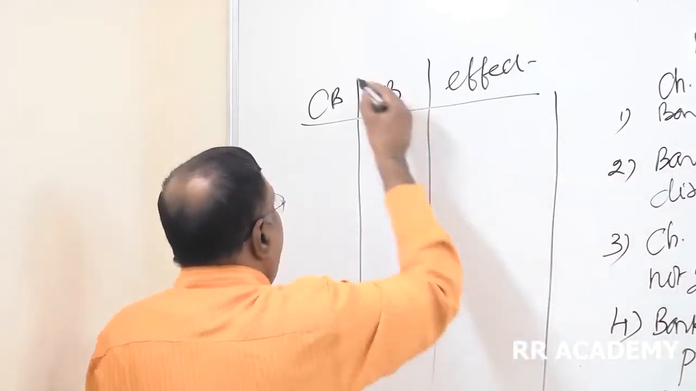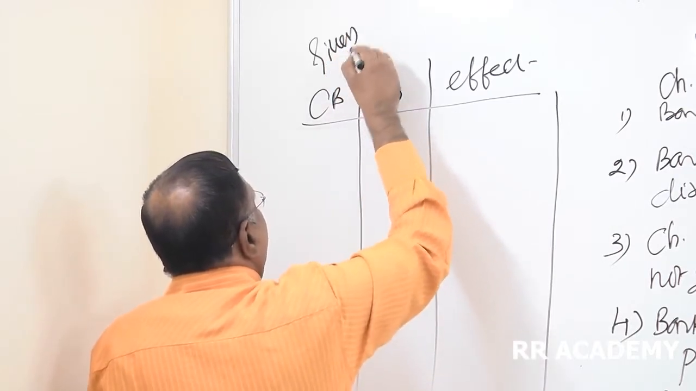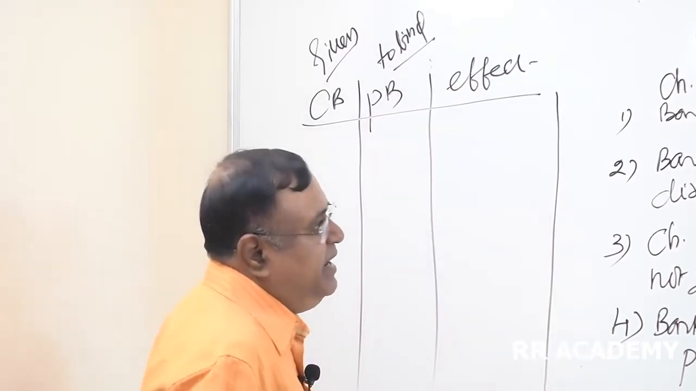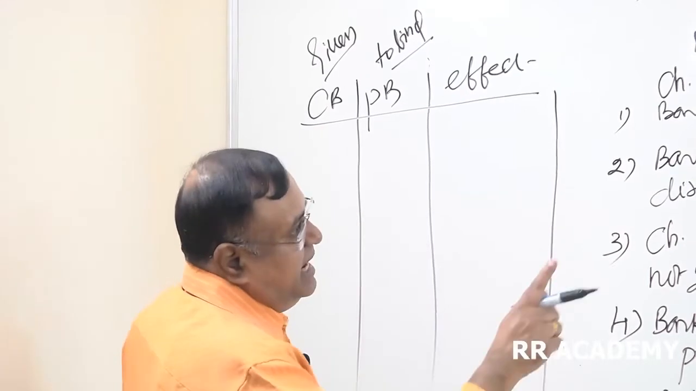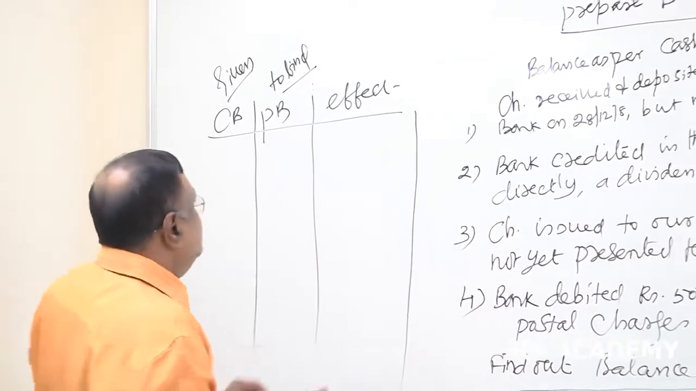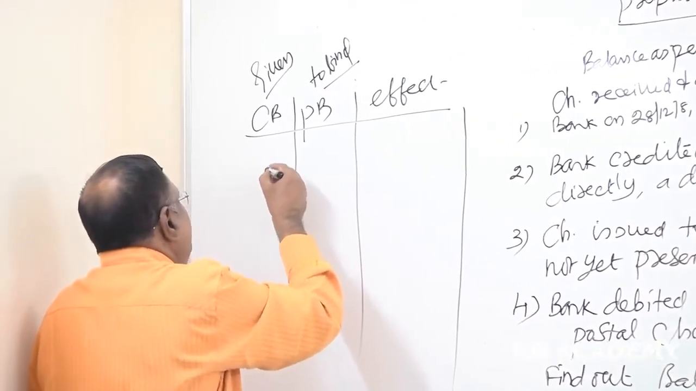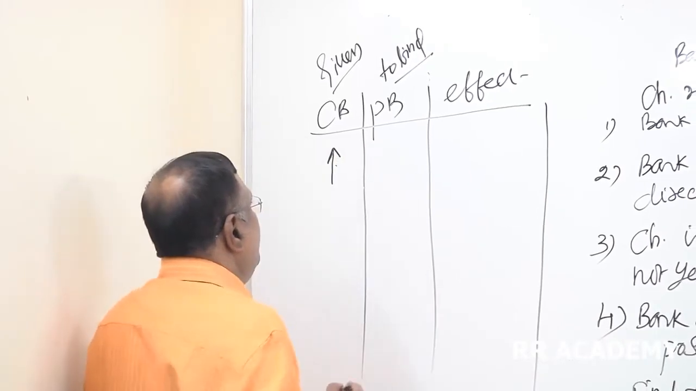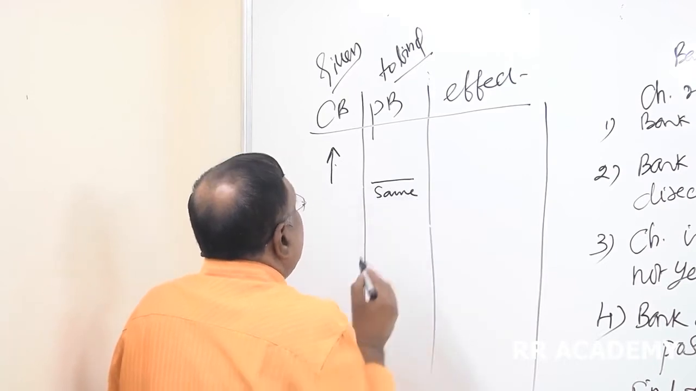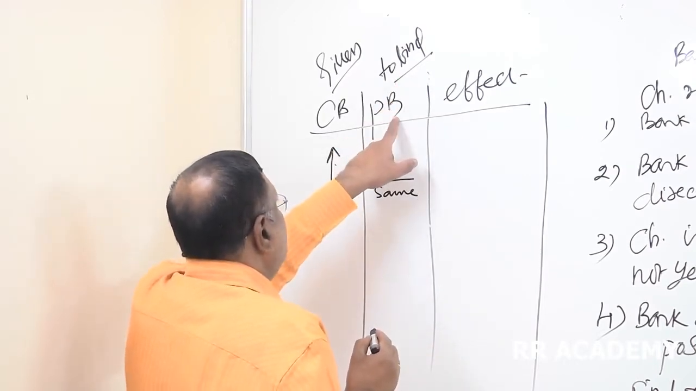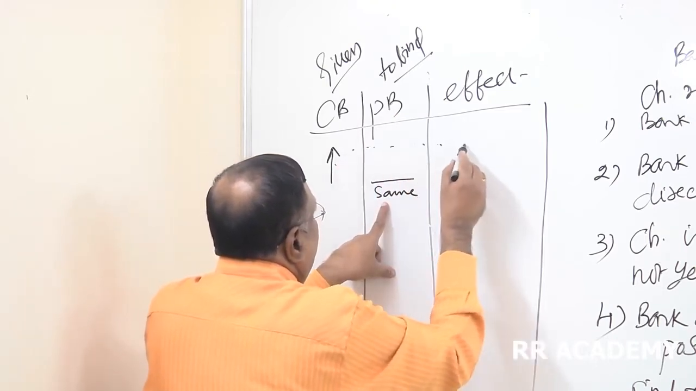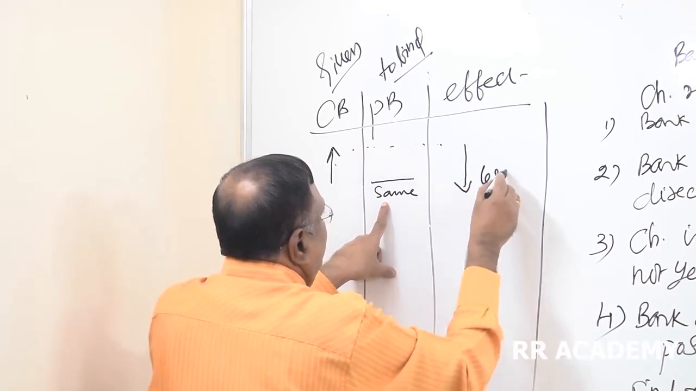Now, in this problem, the cash book balance is given. Check the transaction: a check received. When a check is received, what will happen to the cash book balance? Increase. Passbook, same. Which book balance do you want to find? Passbook. If you want the passbook balance, what should we do? Less. That's the answer, friends.